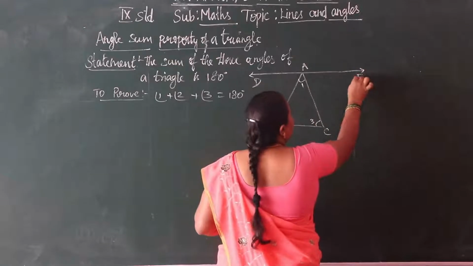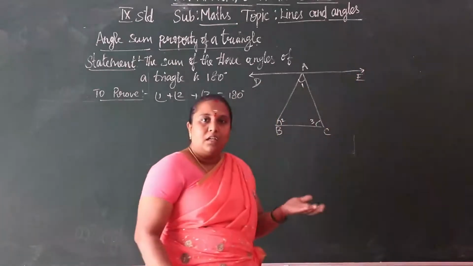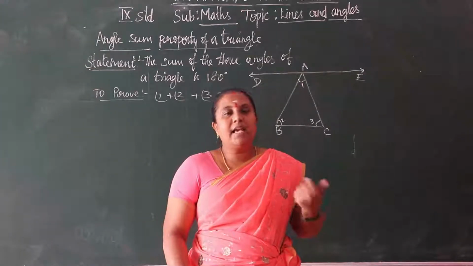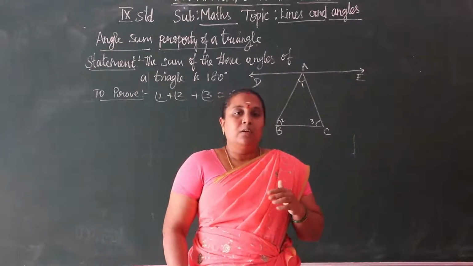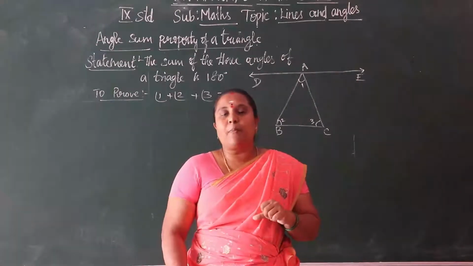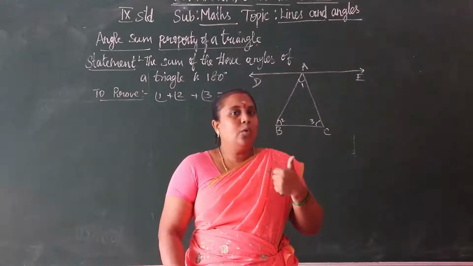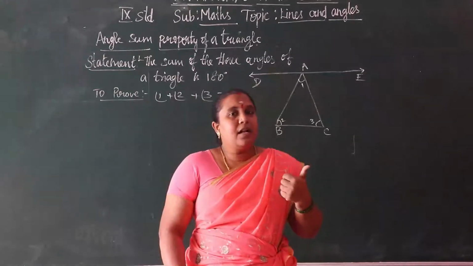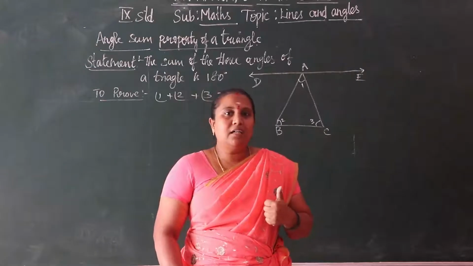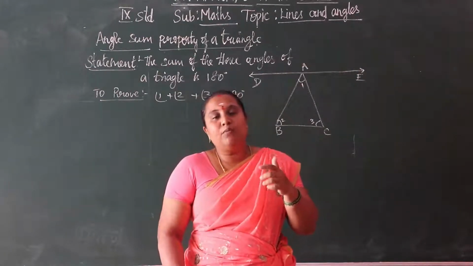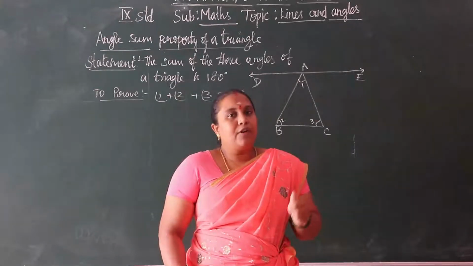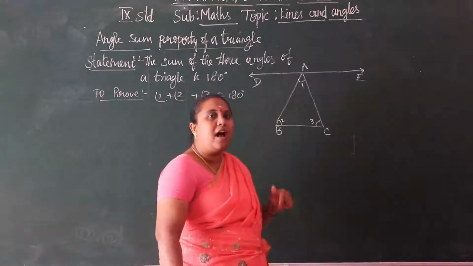See, in your 7th standard class we took the exterior angle property. Why? Because we saw the exterior angle property before the angle sum property in our 7th standard class. So we took exterior angle to prove the angle sum property. But here, in our 9th standard textbook, the exterior angle property comes after angle sum property. So before that we should take the angles.